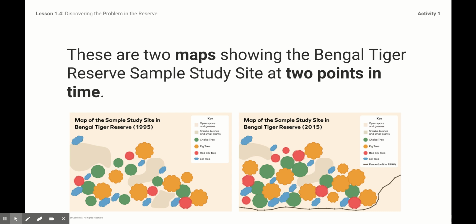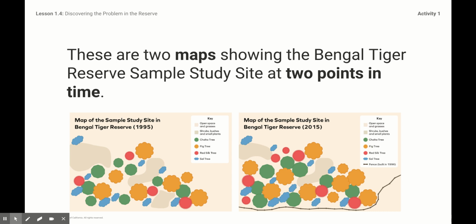So here's the key again on this map, and this one includes the same information that we just read, only they have included this little square here that says the open space and grasses, and then another beige square that says shrubs and bushes and small plants. So those are the smaller things like bushes than trees.